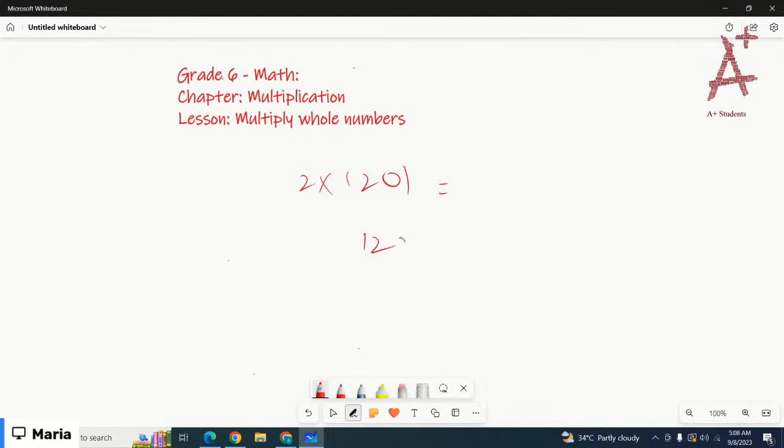So let's just multiply. Start multiplying with the ones digit. 2 times 1 is 2. Then tens, 2 times 0 is 0. Then 2 times 2 is 4. And then 2 times 1 is 2. So it would be 2402, right?